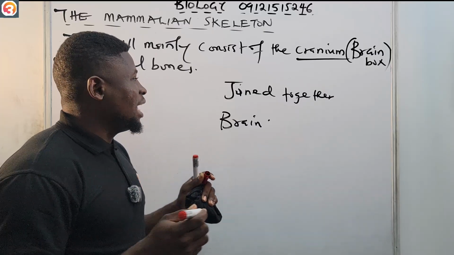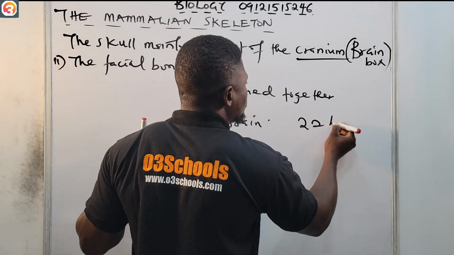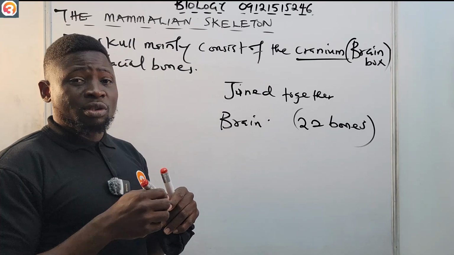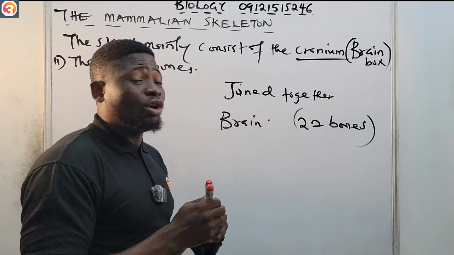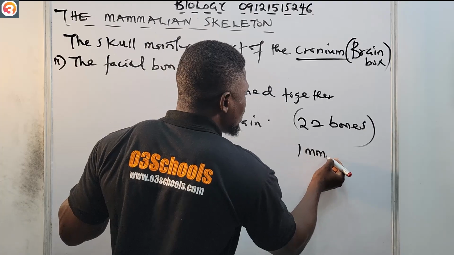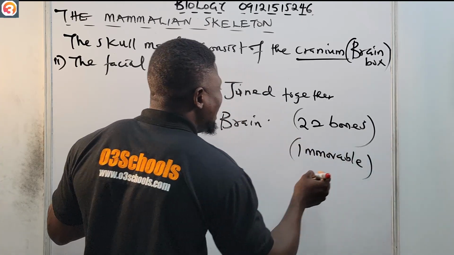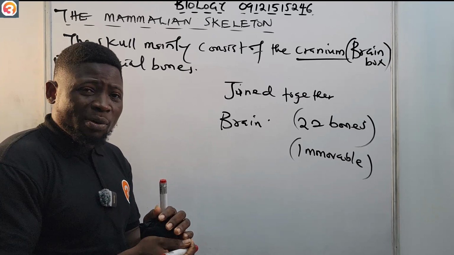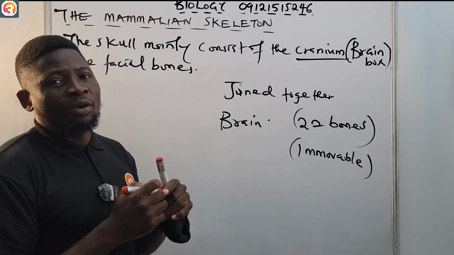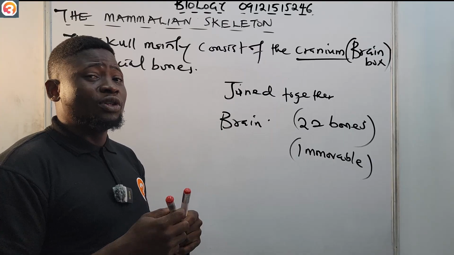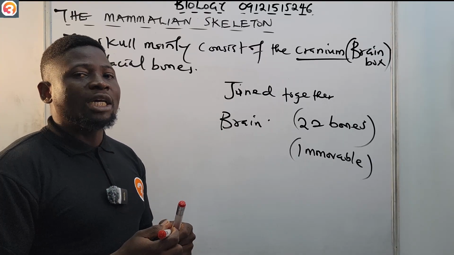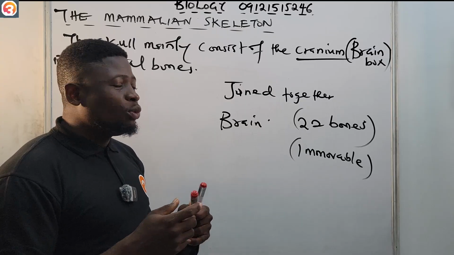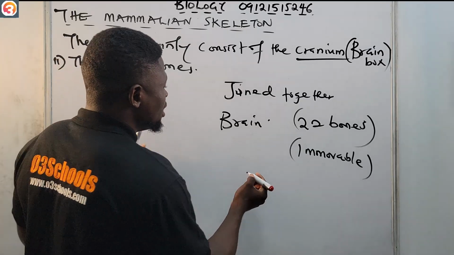In total, the skull has 22 bones that are joined together. Most of the bones in the skull are immovable. You cannot move them. They are joined together and connected together. The only one you can move is the one in the lower jaw. That's the only one that is movable.